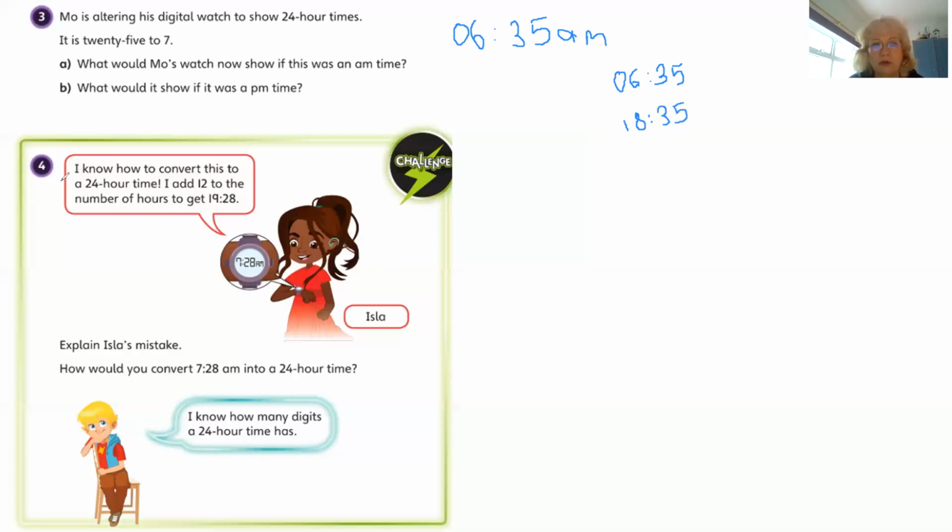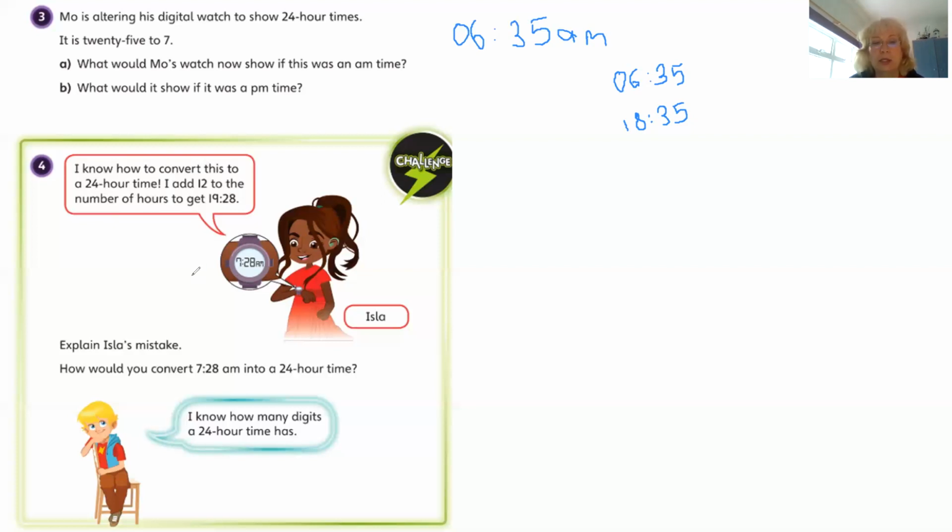Right, question 4 here. Here we have Isla. I know how to convert this to a 24-hour time. I add 12 to the number of hours to get 1928. Okay, so let's have a look. I know how to convert this to 24-hour time. I add 12 to the number of hours. All right, so it's 7:28. All right, and she knows that she would add 12.